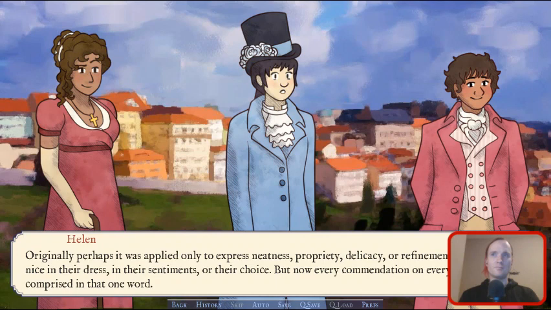Originally, perhaps, it was applied only to express neatness, propriety, delicacy, and refinement. People were nice in their dress, in their sentiments, or their choice. But now every commendation on every subject is comprised in that one word.